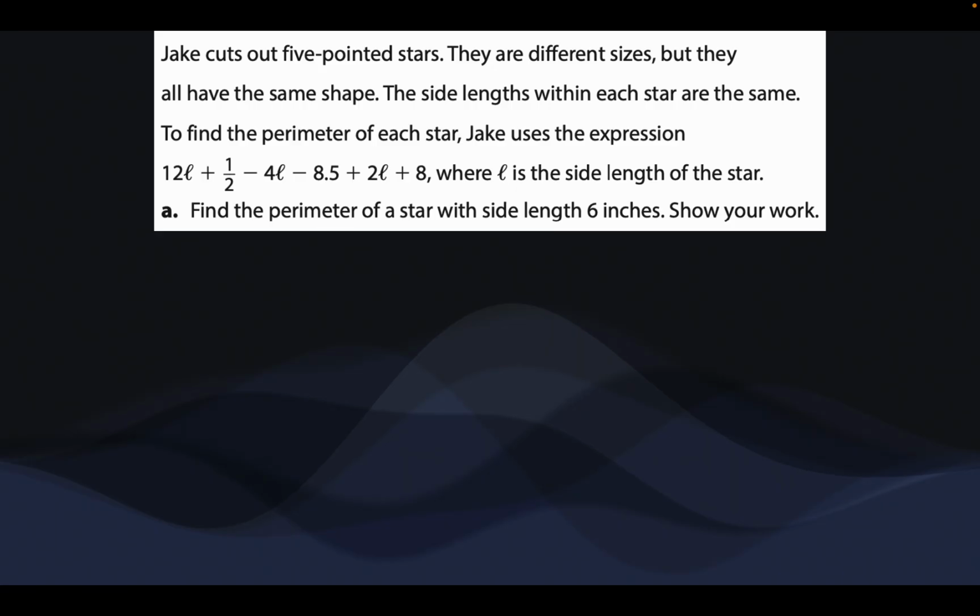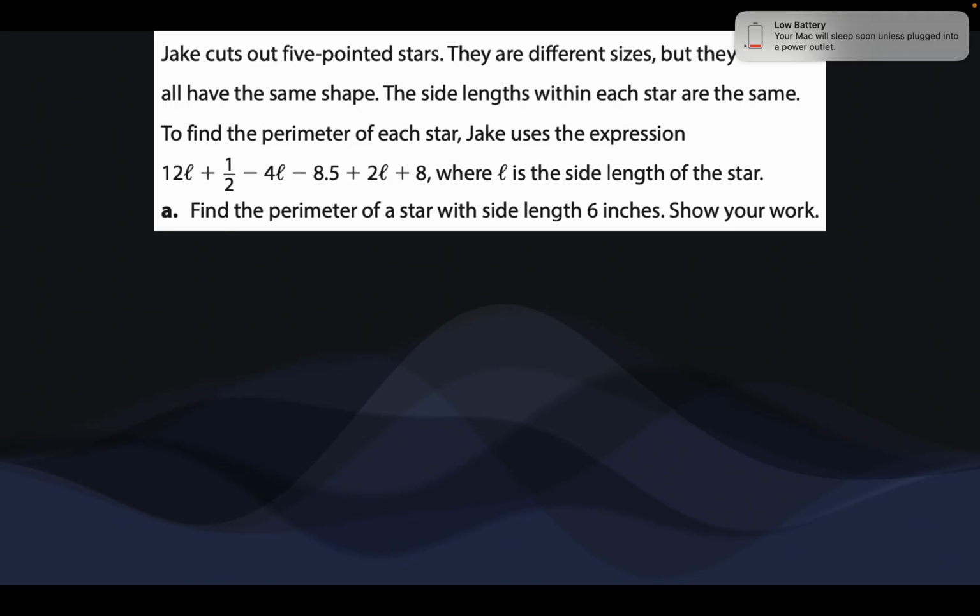So Jake cuts out 5 pointed stars. They are different sizes, but they all have the same shape. The side lengths within each star are the same. To find the perimeter of each star, Jake uses the expression 12L plus 1/2 minus 4L minus 8.5 plus 2L plus 8, where L is the side length of the star. Find the perimeter of a star with side length 6 inches.